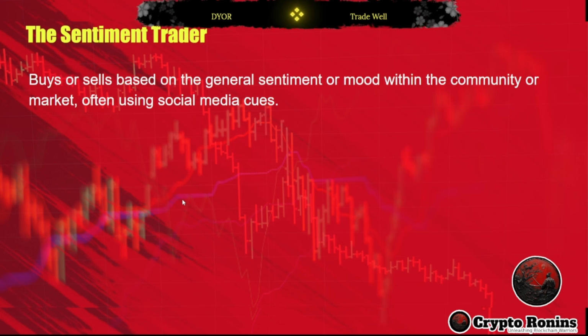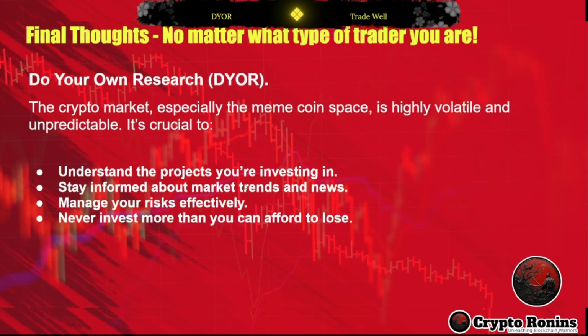The sentiment trader. Like the FOMO person, the sentiment trader buys and sells based on general sentiment or mood within a community. Often they use social media as cues, so they'll see when new things are coming out, or if there's a lot of reaction, or if there's a good space. You might just buy into a coin because it sounded cool.